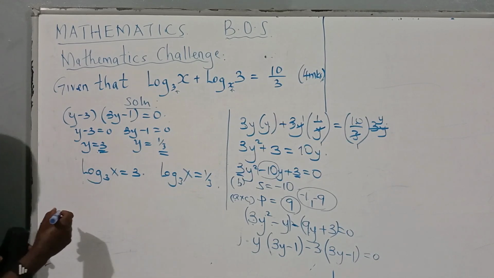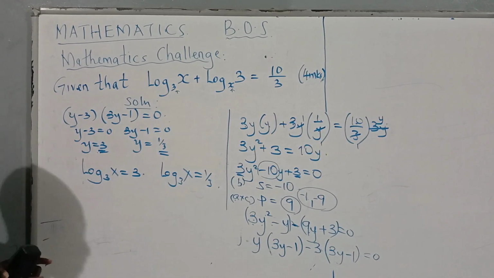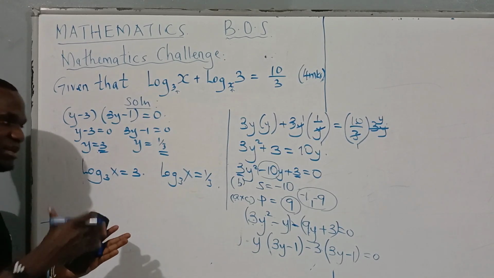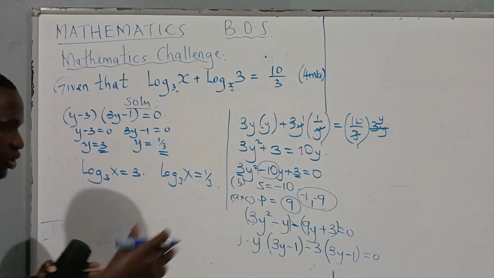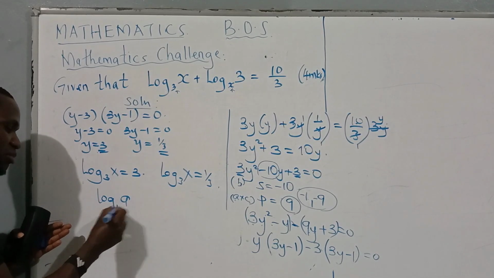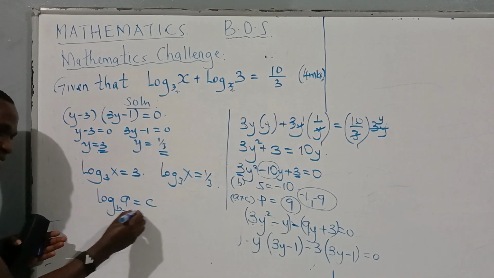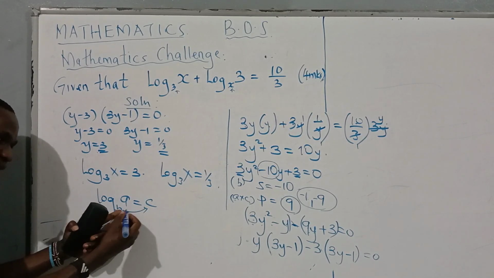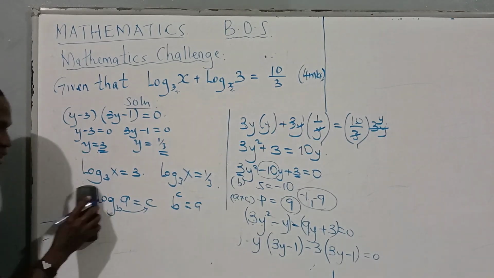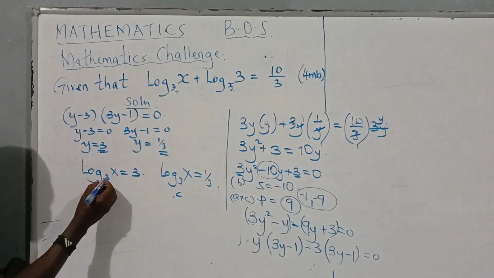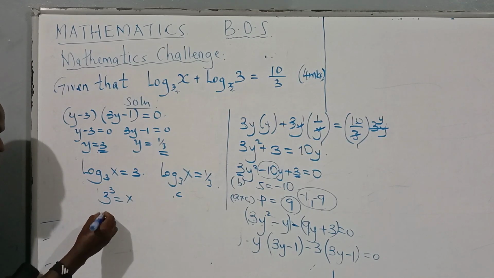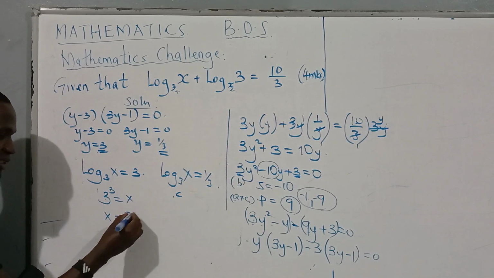Then after that, we're going to use the laws of indices. Remember, if there is a way you can convert a number from logarithmic form to an index form, that's the exact thing I'm going to do. If you have log of a base b is equals to c, this is the same as saying b raised to power c is equals to a. That is what I'm going to do. So this one is going to be 3 raised to power 3 is equals to x. Then x is equals to 3 power 3, which is 27.